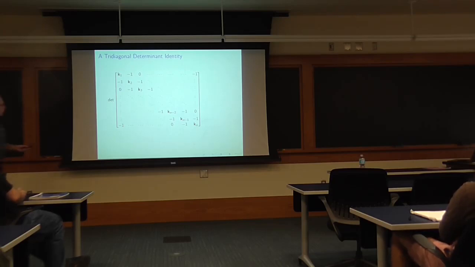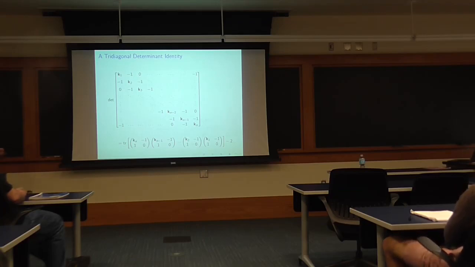Suppose I want to calculate the determinant of a matrix that has some numbers on the main diagonal, minus ones on the sub-leading diagonals, and I also add a corner here. There's a nice identity. It allows me to calculate the determinant of this n by n matrix in terms of just multiplying 2 by 2 matrices and taking the trace. This identity, we will soon see, will play some role.